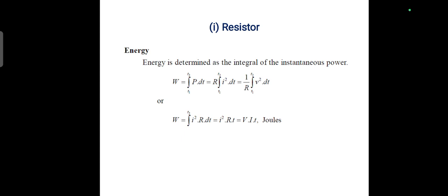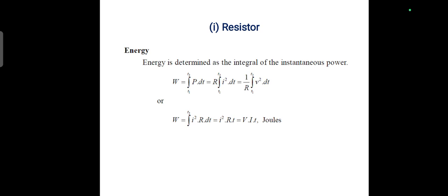And the energy in the resistor can be determined as the integral of the instantaneous power. That is for the time period. What is the power consumed? That is the energy. So W is equal to the integral from T1 to T2 of power dt. Here power can be written as I square R. R is a constant, so we can take it out: integral T1 to T2 of I square dt.